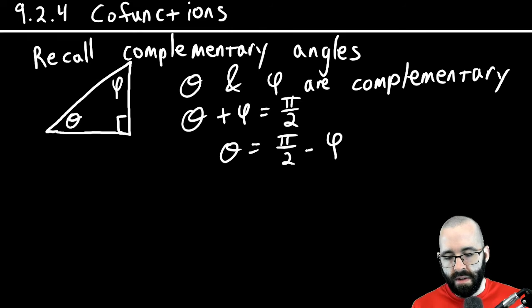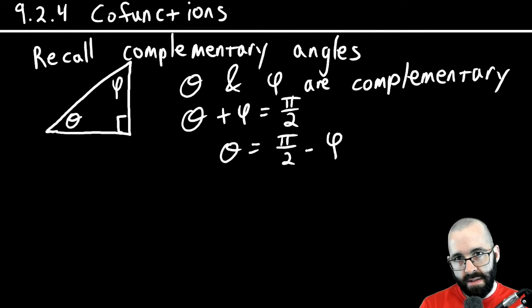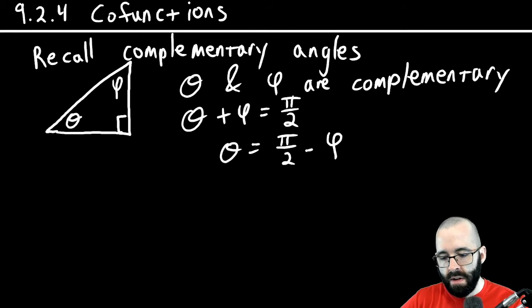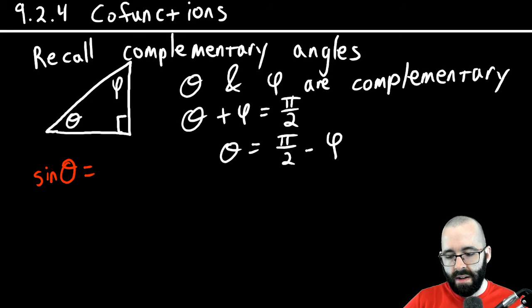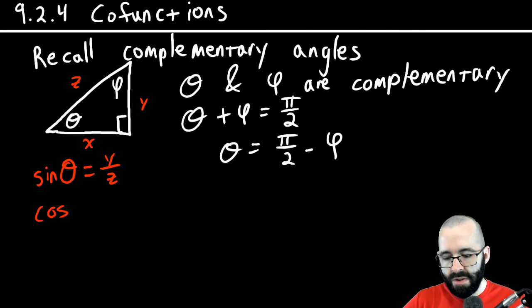And so we can combine this with something else that we know. Right? What is the sine? Let's combine this with something in red. What is the sine of theta? Well, if we just label these x, y, z, the sine of theta is opposite over hypotenuse. So it'd be y over z in this case. What would the cosine of phi be? Well, that'd be the adjacent side to phi over hypotenuse. That's y over z.